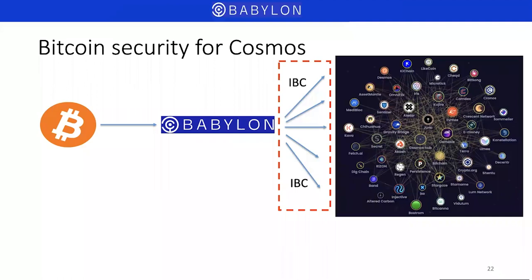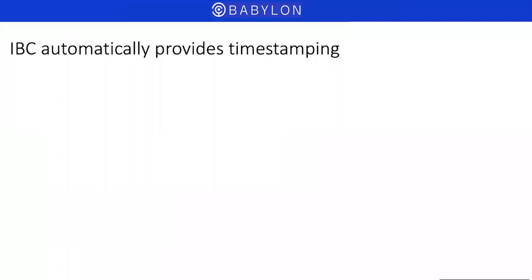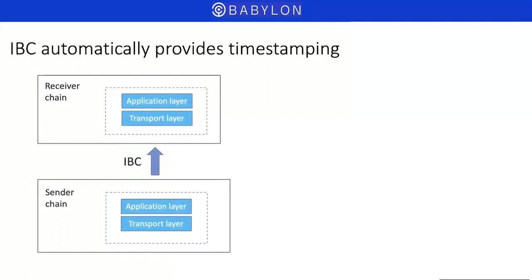Okay, so it turns out that we can connect Babylon to all the other zones through IBC, and through this IBC, they can get the Bitcoin timestamp security. So let's see how it works. All right. So the first observation is the following, okay? IBC actually provides a timestamping service already. Okay, so let's see how it works.